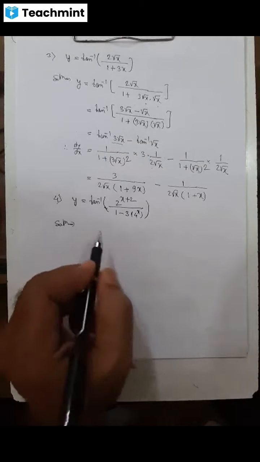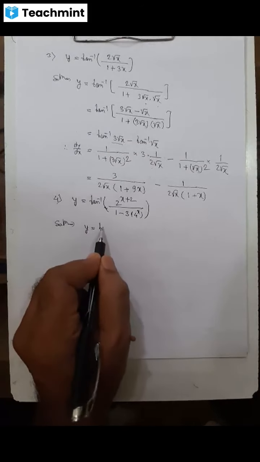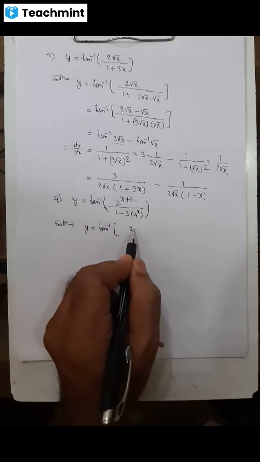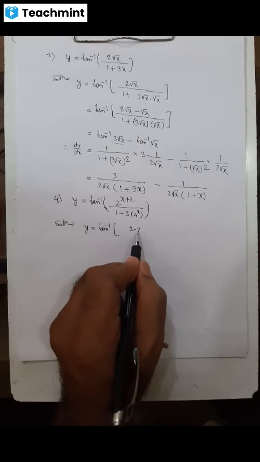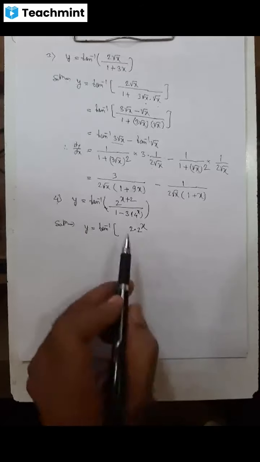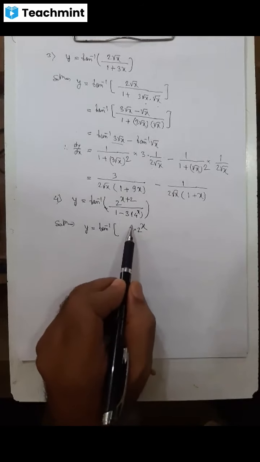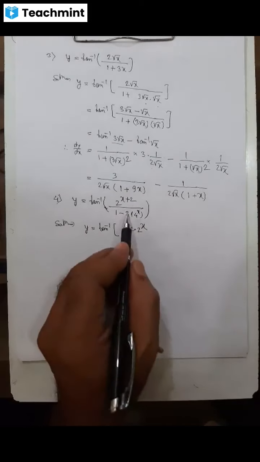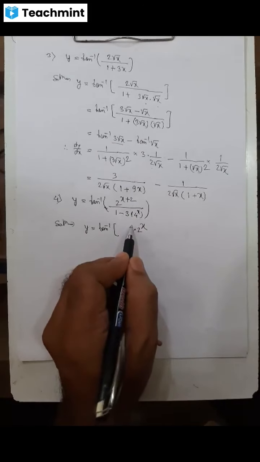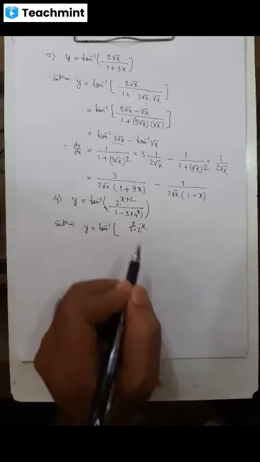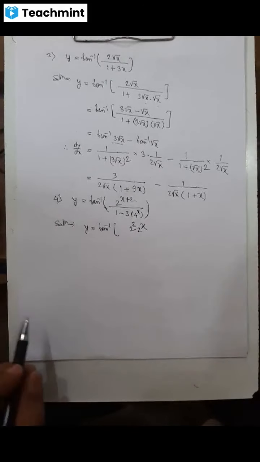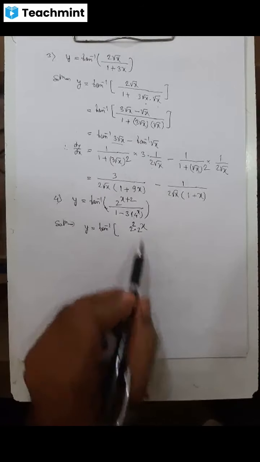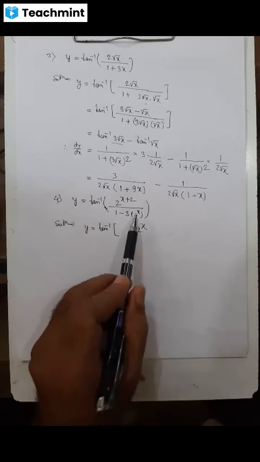See the solution. First we simplify. So y equal to tan inverse in bracket, 2 to the power x plus 2 can be written as 2 into 2 to the power x, right? Base same, sum of indices. Index 1 and x, sum of indices 1 plus x. Sorry, 2 to the power x plus 2 can be written as 2 to the power, we can write square, 2 square. 2 to the power x into 2 square, 2 plus x, that is x plus 2.